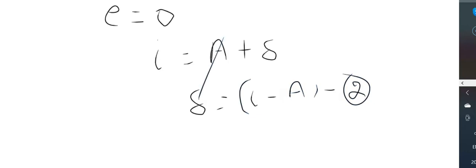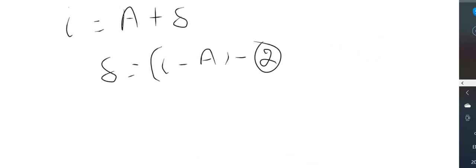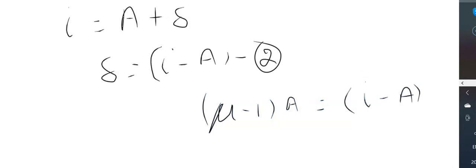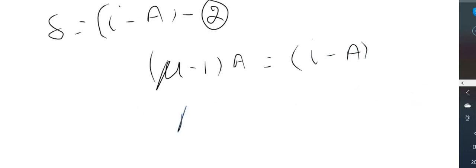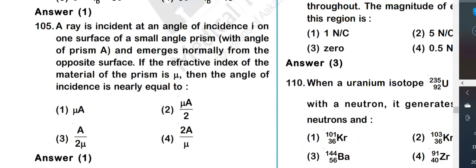From the first equation and the second equation, we can equate both, as both are representing delta. So mu minus 1 into A is equal to I minus A. Expand and simplify: mu A minus A is equal to I minus A. Minus A gets cancelled, so mu A is equal to I. So the angle of incidence is equal to mu A. Option 1 is the correct answer.